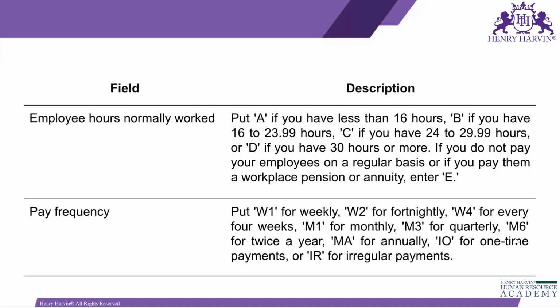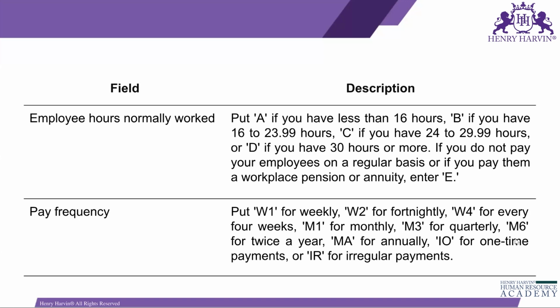So for full-timers, it will normally go into D. If you do not pay your employees on a regular basis, or if you pay them on a workplace pension or annuity, enter E. Annuity is again pension, as I told you. The only difference is workplace pension is already defined by the employer, who will pay this much amount every month, quarter or year after retirement. With an annuity, the employee gets the full amount and invests it again in a scheme to convert it to a pension amount. They buy a pension scheme.